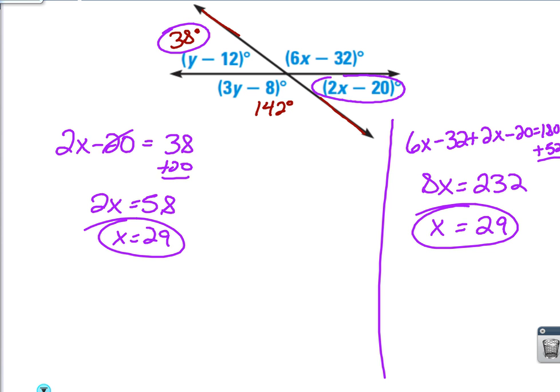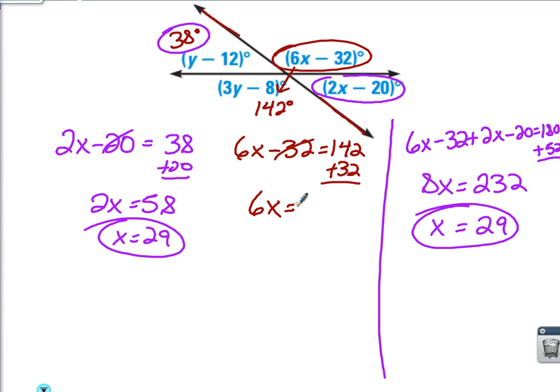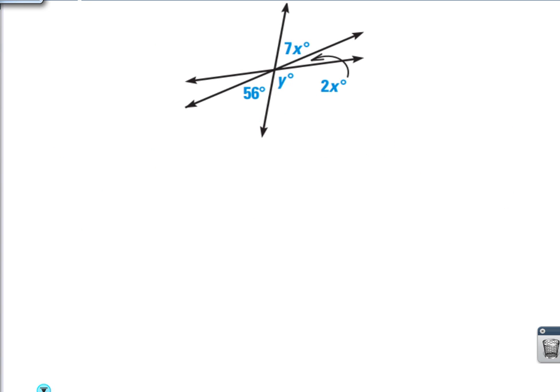Another way you could have solved for x. Well, don't you know that these two are also vertical? You could have also said 6x minus 32 equals 142. Add 32, and because of the amazing miracles of math, you get the exact same answer again, no matter how you work it. As long as you work it by following mathematical rules, I know this is true, I know this has to be a fact, you're going to get the same answer no matter how you work it, as long as you follow those basic rules.